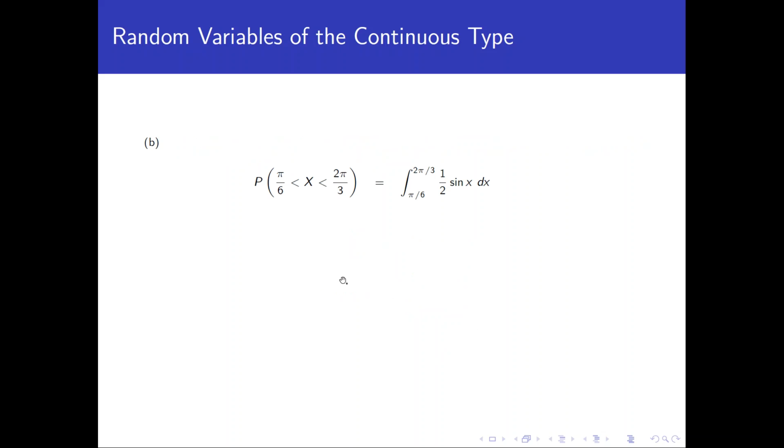Using the third property of being a probability density function, the probability that x is between these two values is the integral of the PDF over that interval. Take the antiderivative, plug in our endpoints, do some simplifying, and we get root 3 plus 1 over 4 as our probability. So if we're looking for probabilities between two values, we integrate our probability density function, or PDF, over the interval.